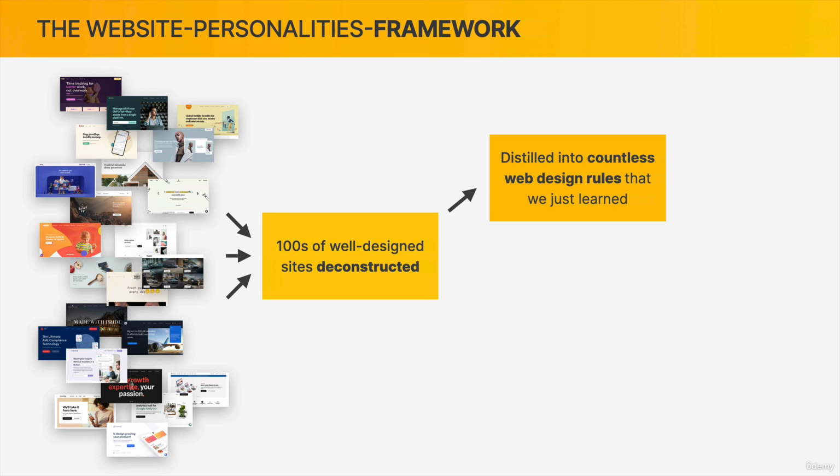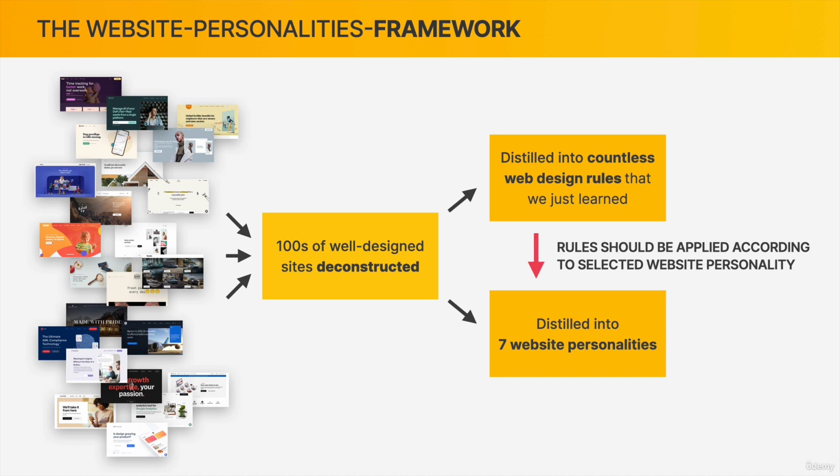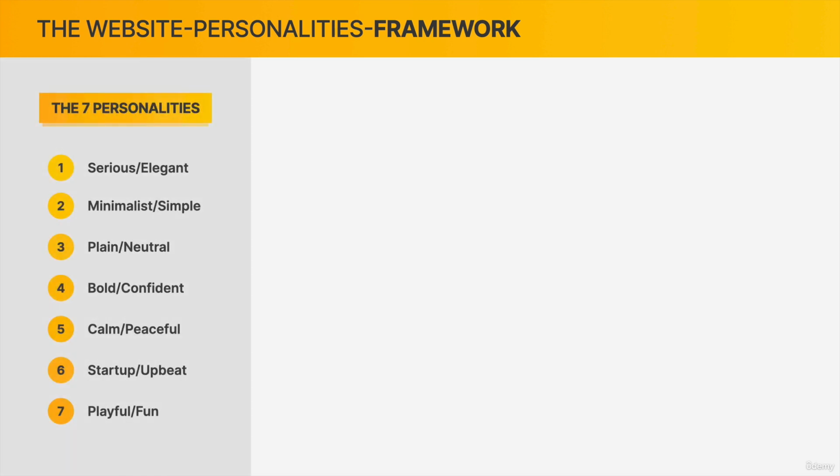Now, what I also did was to distill all these websites that I analyzed into 7 different website personalities. And this will help you a lot when you will have to take your own design decisions in the future, because the web design rules that we learned before will have to be applied according to the personality that you chose for your design. And so, therefore, once you have a personality chosen, your design choices are going to be a lot more limited, which will actually make it a lot easier for you to create a consistent and good-looking design on your own. So let's now see how the process of choosing the personality actually works.